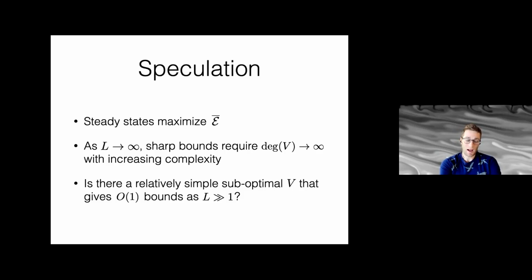The way I generalize, although it leads to expensive computations, is not the only way one can try to generalize these types of variational approaches. So I think the clear open question is: is there a relatively simple functional V that is suboptimal but gives the optimal scaling that's conjectured for these bounds as L goes to infinity?